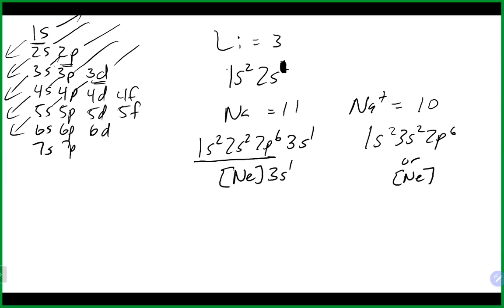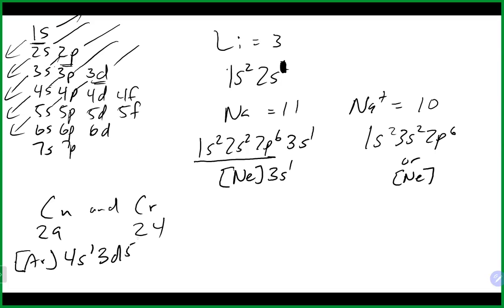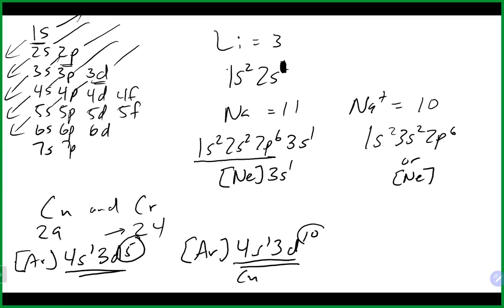A couple of differences in electron configuration are copper and chromium. Copper's got 29 electrons. Chromium's got 24 electrons. We'll do argon 4s1, 3d5 for chromium, and argon 4s1, 3d10 for copper. Now, the exception happens here. It has one extra electron in the d orbital, one less electron in the s. It makes it more stable that way.